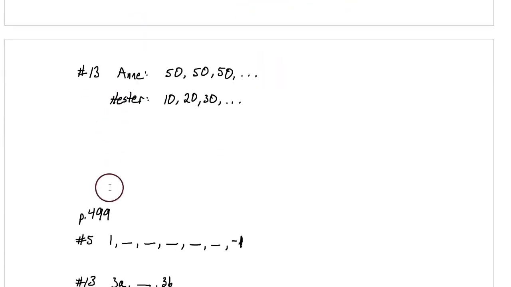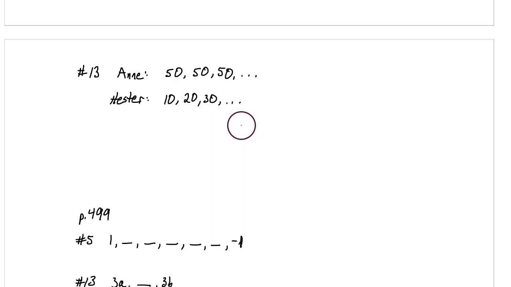Number 13. Anne and Hester are both reading pages of a 1,100-page novel. Anne reads 50 pages every day. So I made a sequence of numbers keeping track of how many pages she read each day. On the first day, 50. On the second day, 50. On the third day, 50. And so on. Hester reads 10 pages the first day, 20 the second day, 30 the third day, and so on. After how many days will they be on the same page?